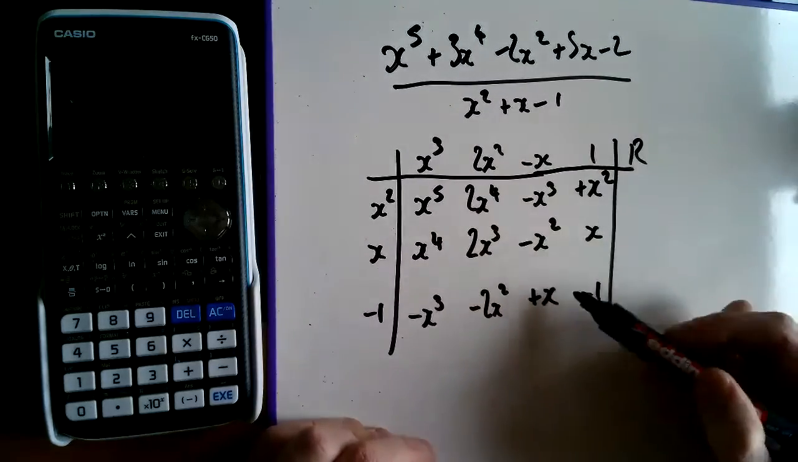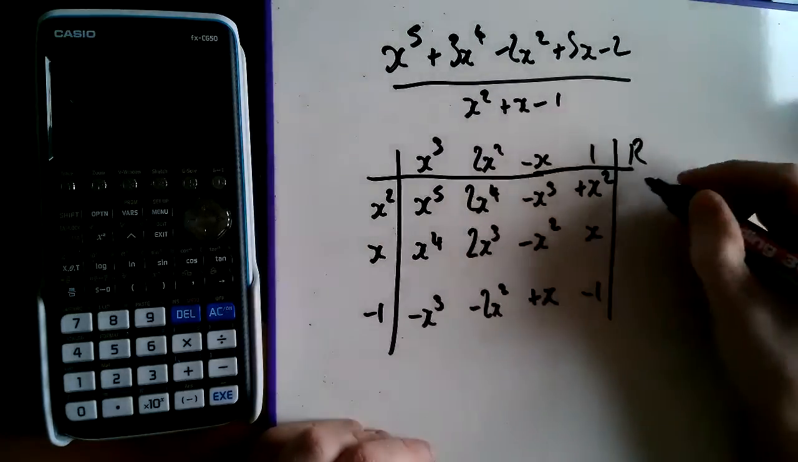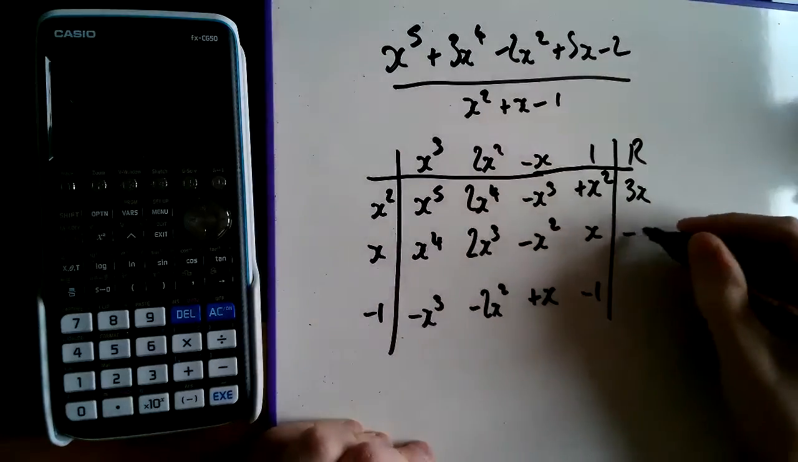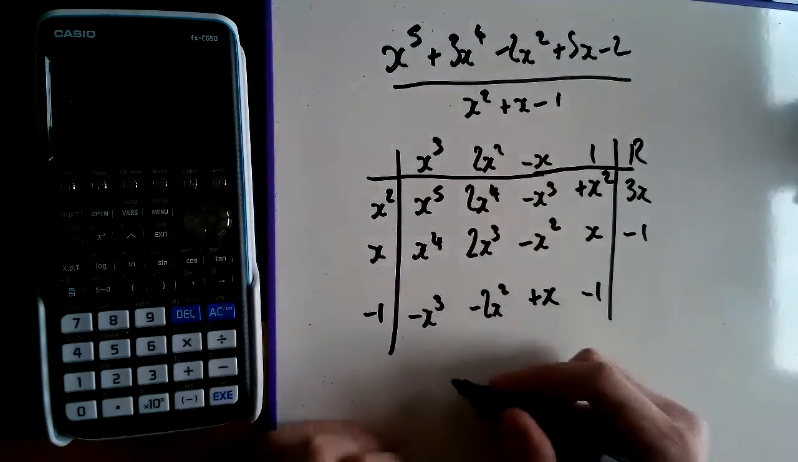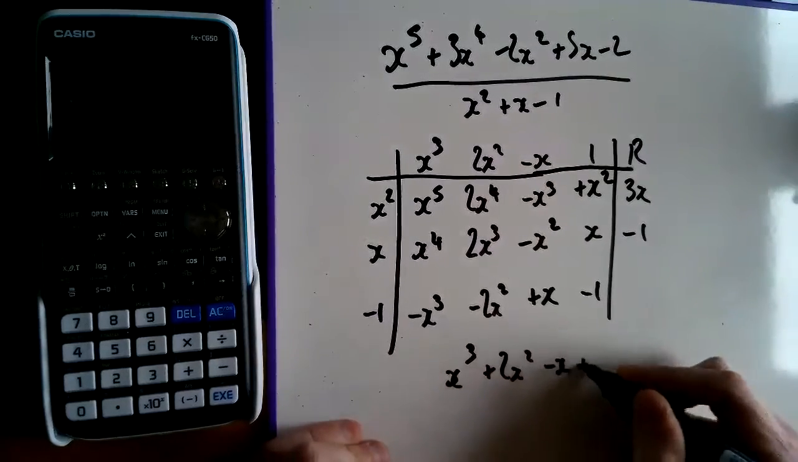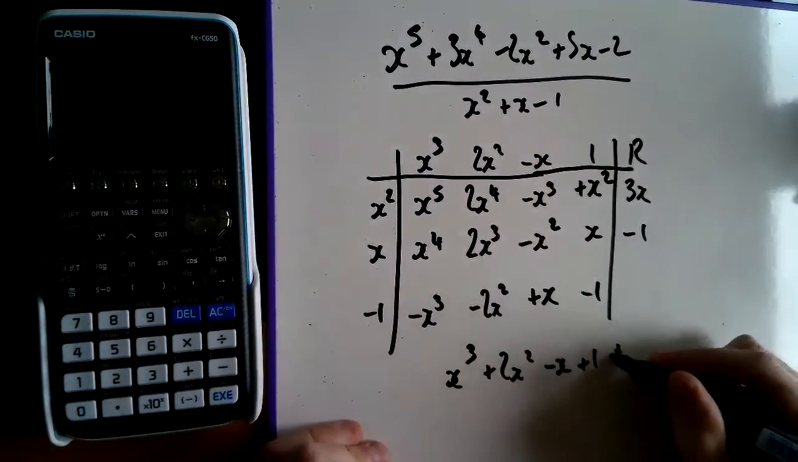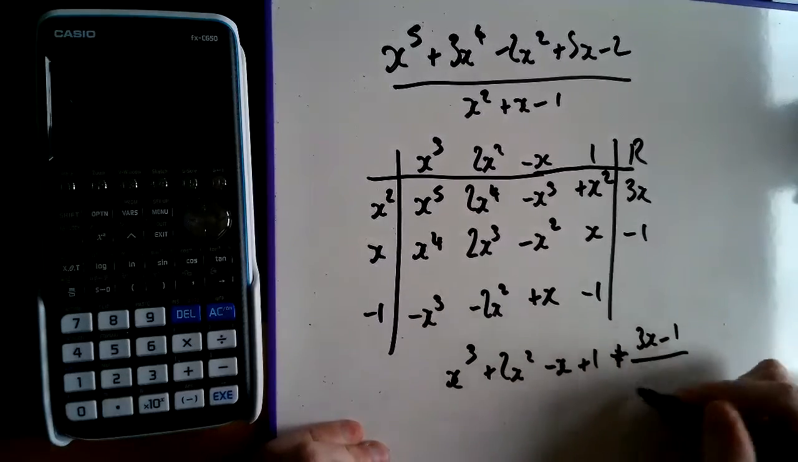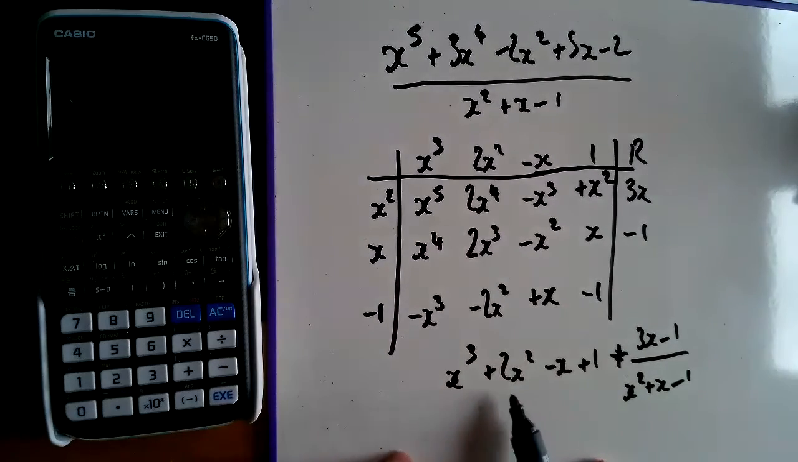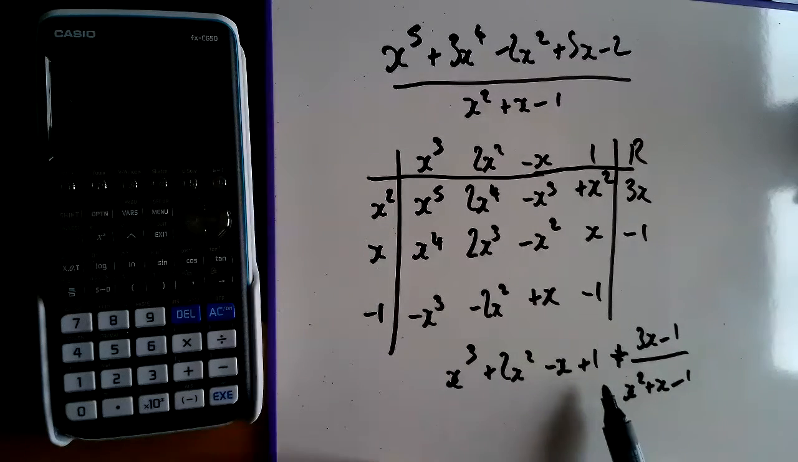So now my remainder, I've got 2 x's, I want 5 x's, so 3x. I've got minus 1, I want minus 2, so I need to minus another 1. So my answer is x^3 plus 2x^2 minus x plus 1 plus (3x minus 1) over (x^2 plus x minus 1). So A is 1, B is 2, C is minus 1, D is 1, E is 3, F's minus 1.